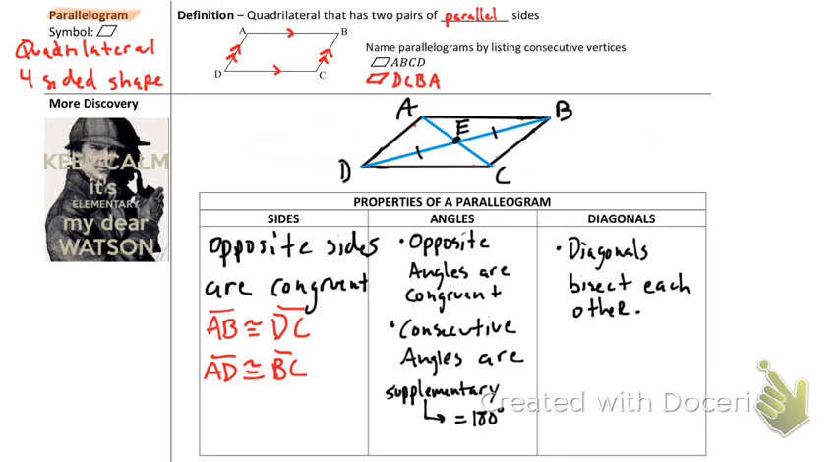On top of that, we could also say A to E is congruent to E to C. The line AE has the same measure as EC. So diagonals bisect each other. What that really means is it creates equal lines, as mentioned above.